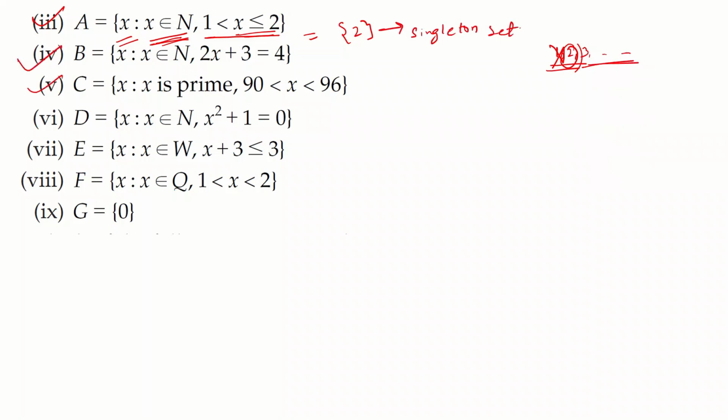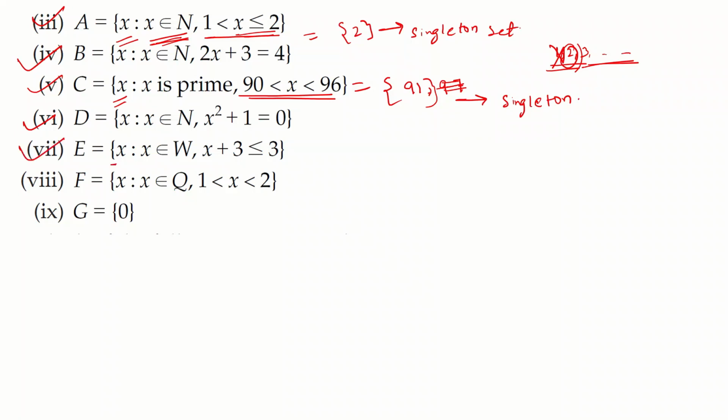Question number 5. C is a set of all those prime numbers that lie between 90 and 96. So tell me all those prime numbers that are between 90 and 96. You start with 91, 93 is not, 97 and 99 is not a prime. We have to just write down the numbers between 90 and 96, so 97 is not included. So this is again a singleton set. 91 is the only prime number between 90 and 96. Question number 6, homework. Question number 7.